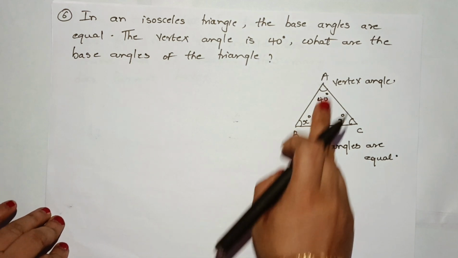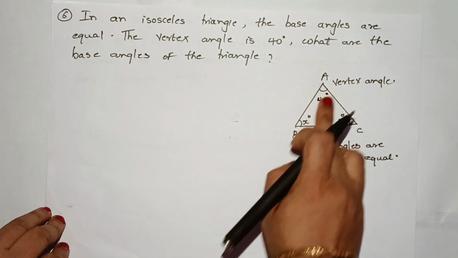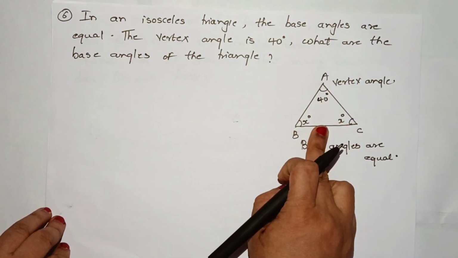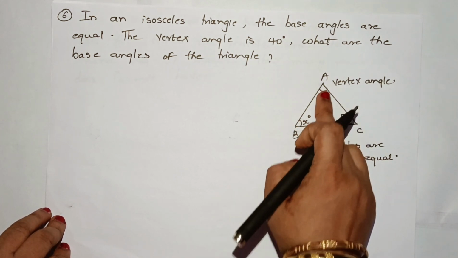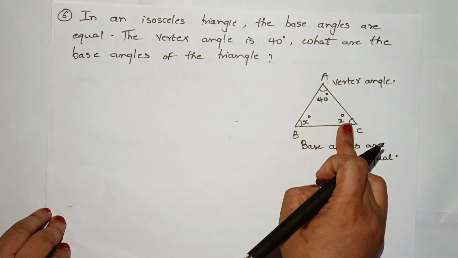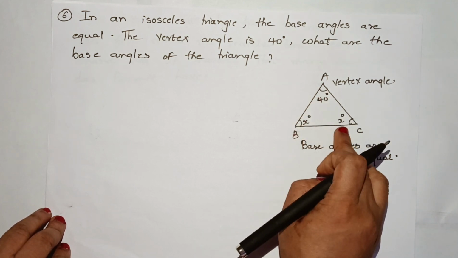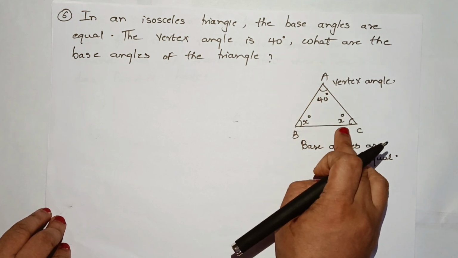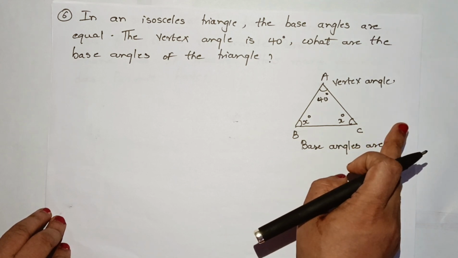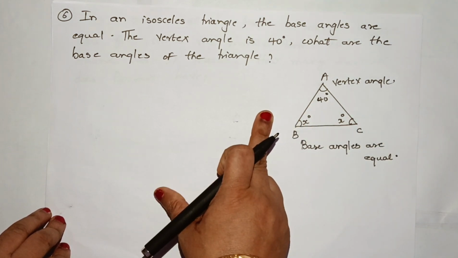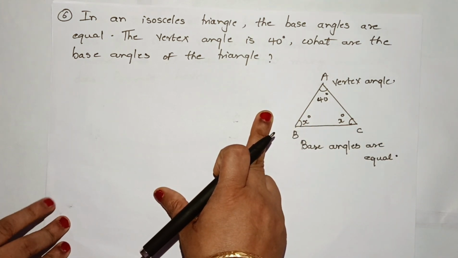What are the base angles? Now, when you see this triangle, how many angles you have? Three angles. And you know, you have already learned in the earlier classes angle sum property of a triangle. It means the sum of the measures of the interior angles of a triangle is always how much? 180 degree. So, that property we are going to apply in this sum. So, let's see how to do.